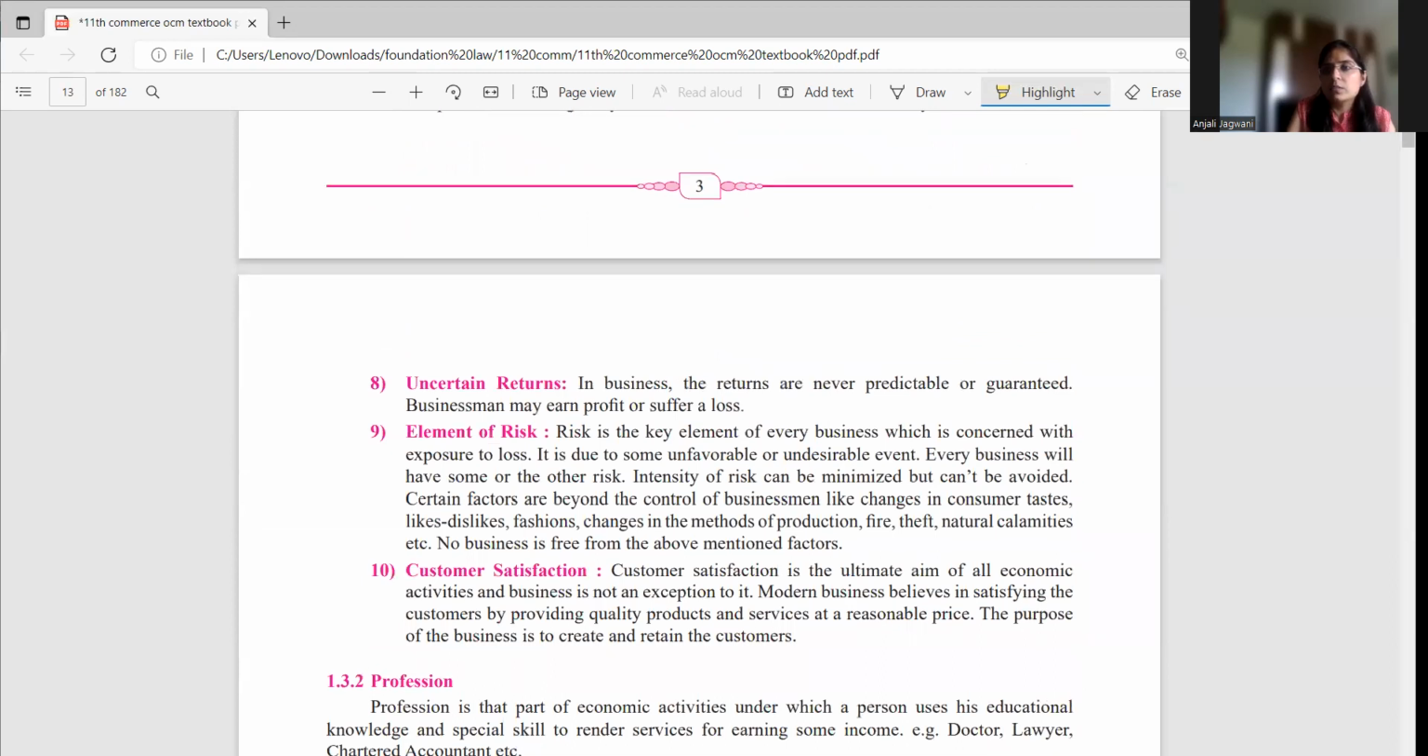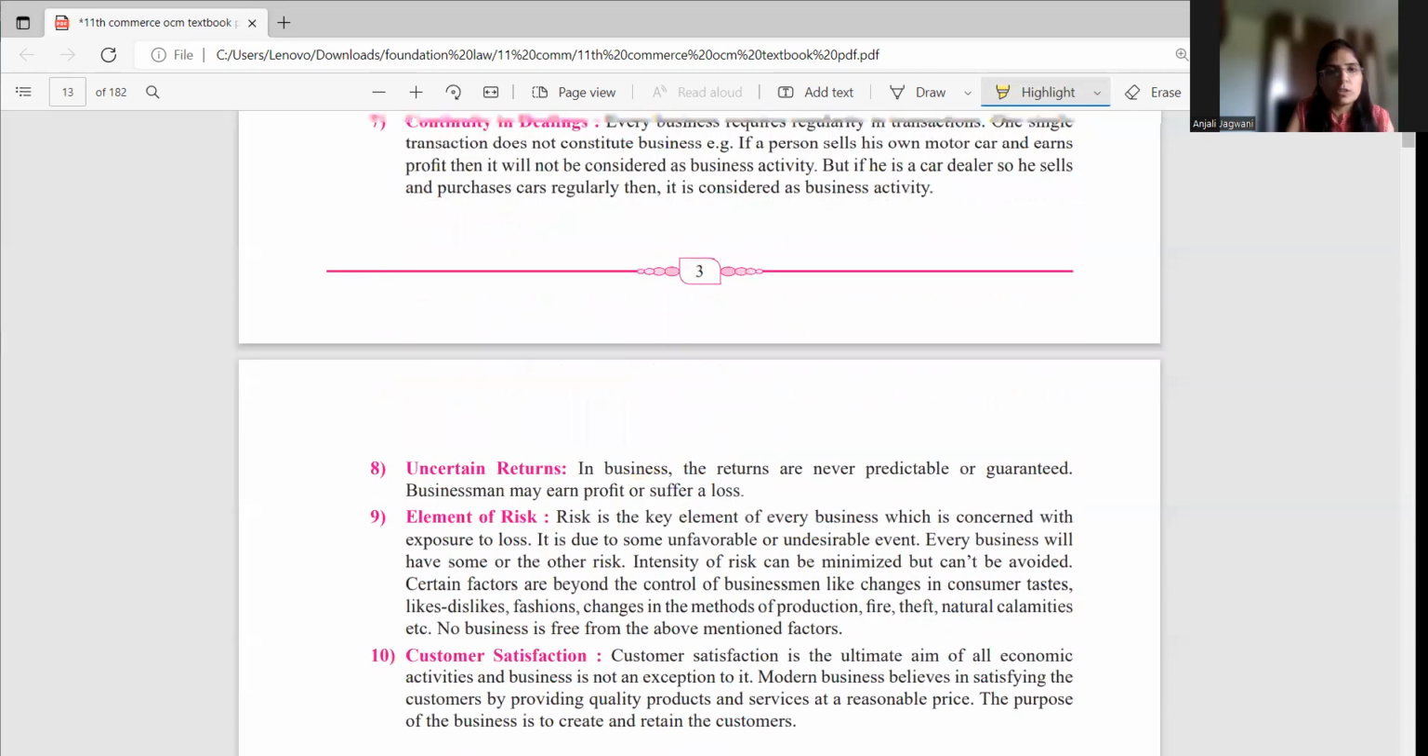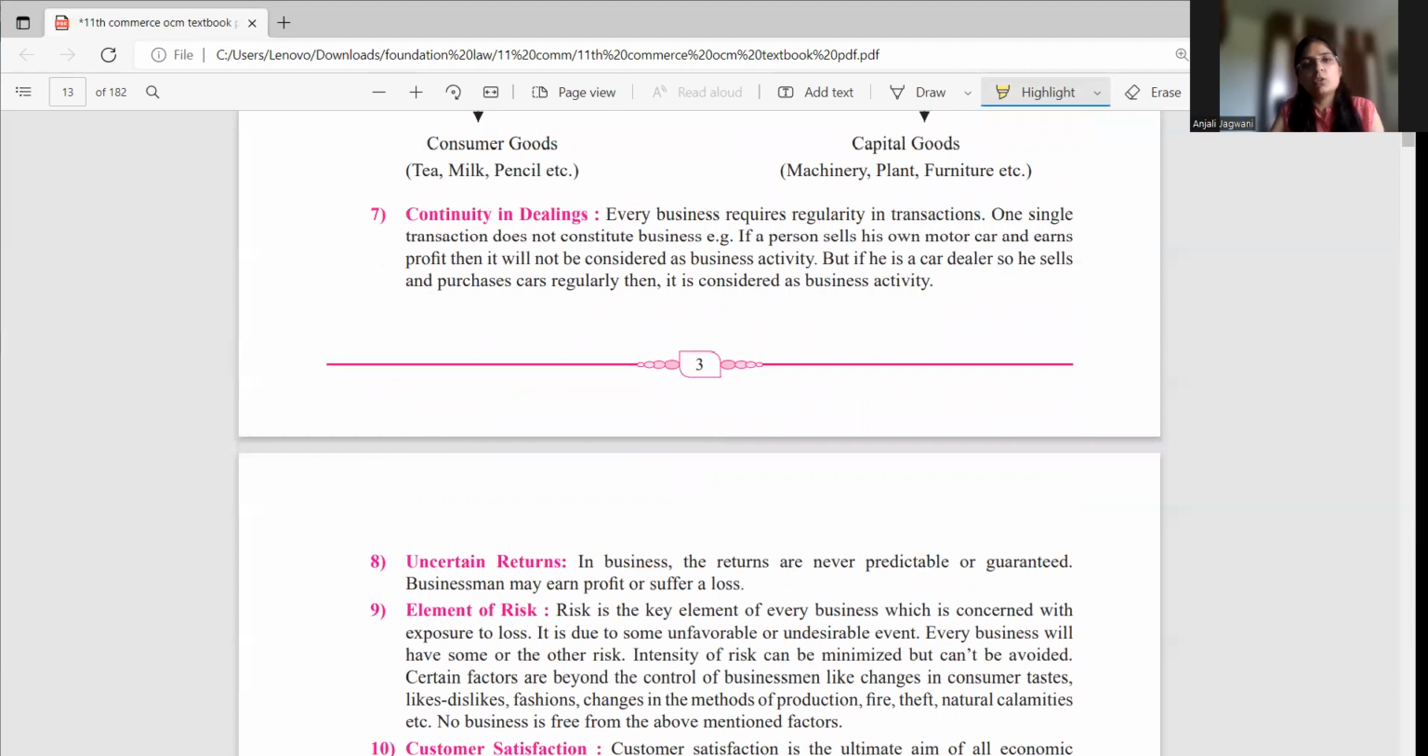Okay, and a few more features we have to see, that is continuity in dealings. Regularity in transactions is required, consistency in transactions is required. एक महीने business हो रहा है, दूसरे महीने नहीं हो रहा है, तो तीसरे महीने funds ही नहीं रहेंगे उतने हमारे पास. मतलब you cannot be inconsistent. There has to be a regularity, there has to be continuity in dealings.